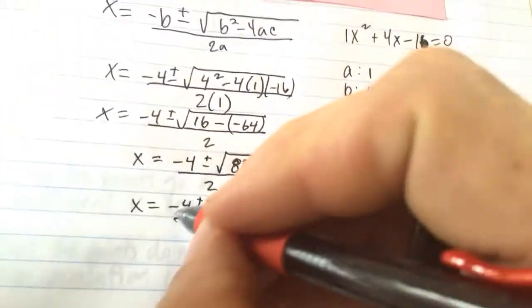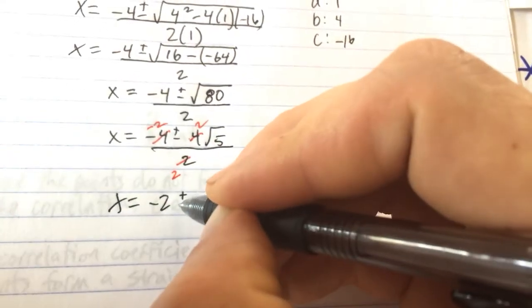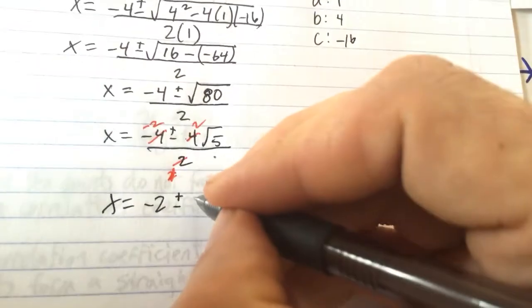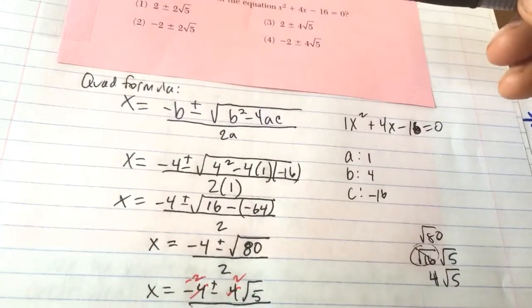Now, if I divide all of these by 2, I get negative 2 plus or minus, this should be a 1, not a 2, sorry about that, 2 square root of 5. This looks like it's choice number 2.